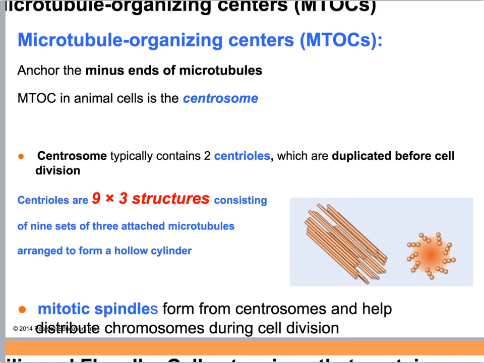Why do we call it a 9x3? Well, if you look at this picture here on the right, you see these long microtubules. Each one of these sticks represents a microtubule.